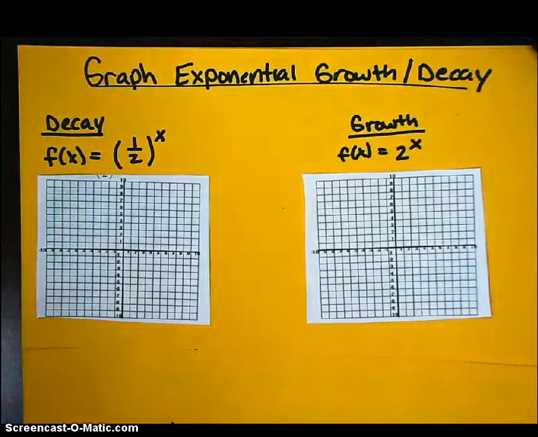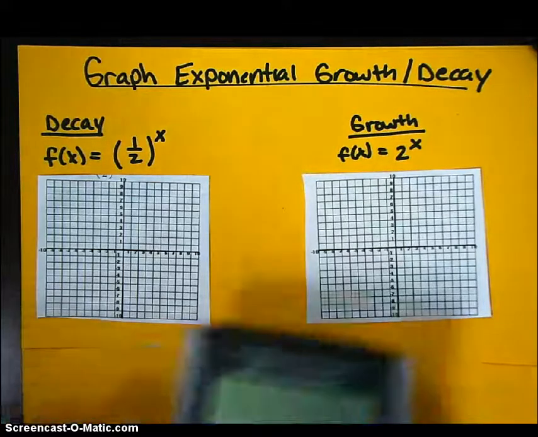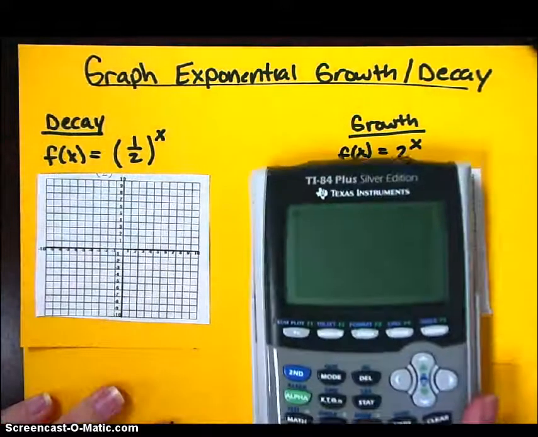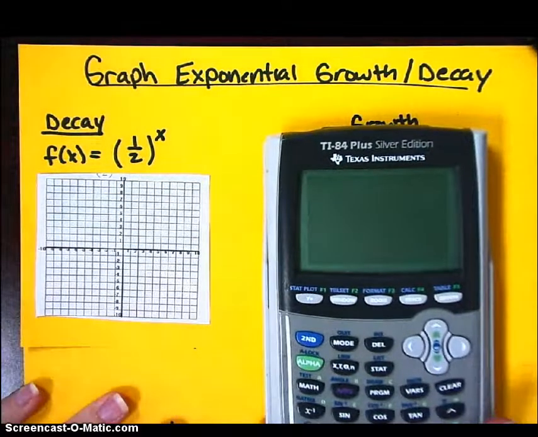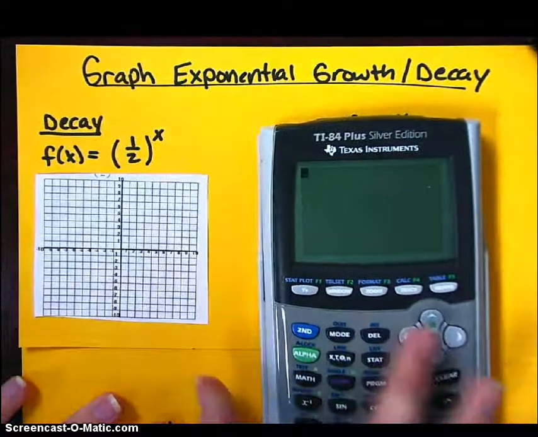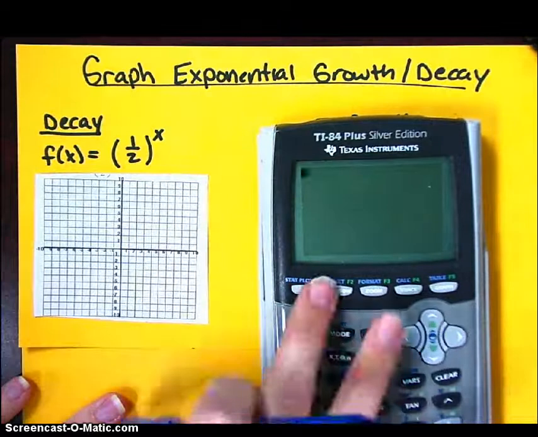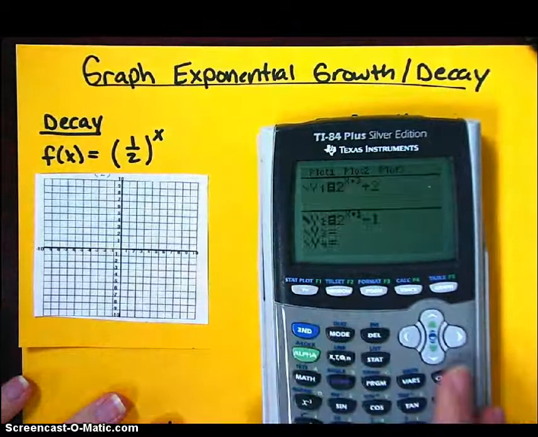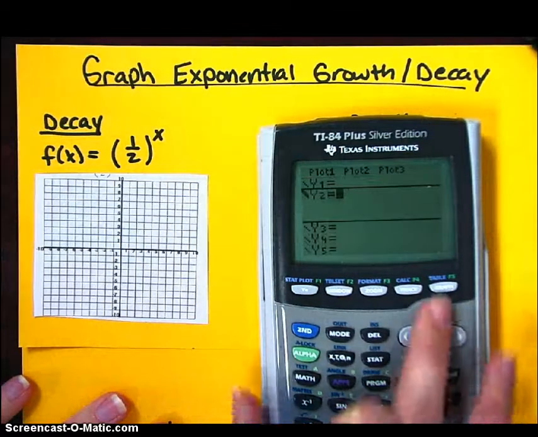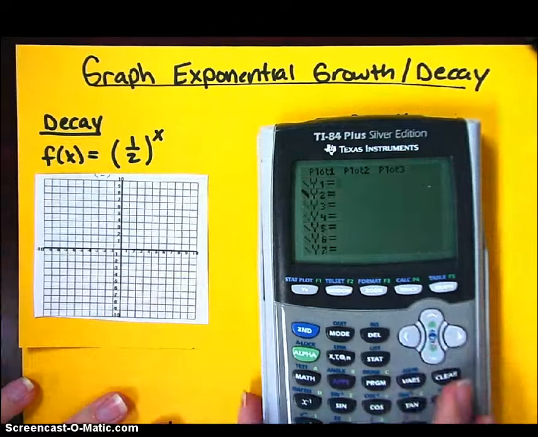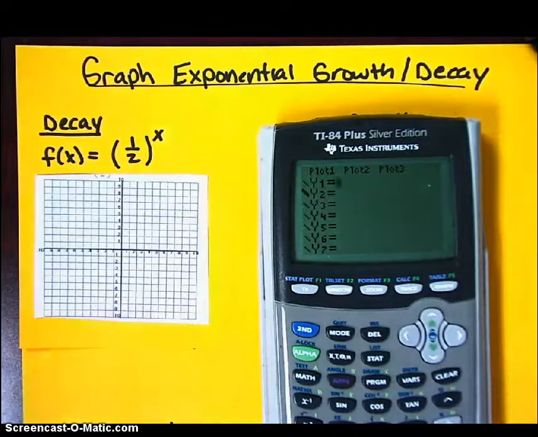All right, today we're looking at exponential growth and decay and how to graph exponential growth and decay. So the first thing we're going to do is graph a couple things so we can decide what makes something decay and what makes something growth. So we're going to go into our y equals, and I'm going to erase all those beautiful things that I've already written. And we're going to graph the function 1/2 to the x power.